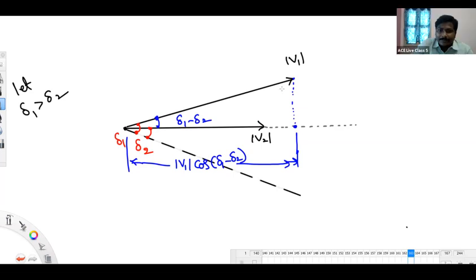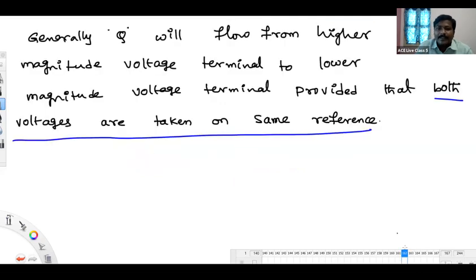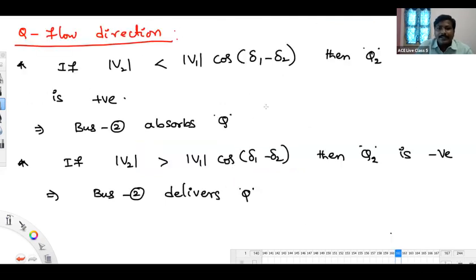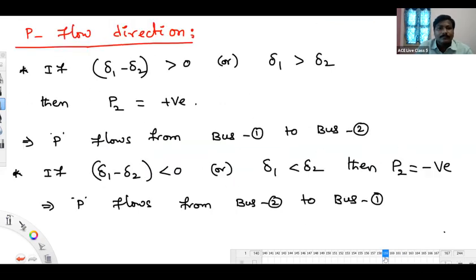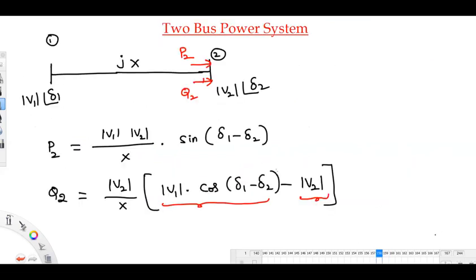If you are referring V1 onto V2, what are you getting? V1 cosine of delta 1 minus delta 2. Why are you considering this? Because in my equation I got it. Okay. Yes, sir.